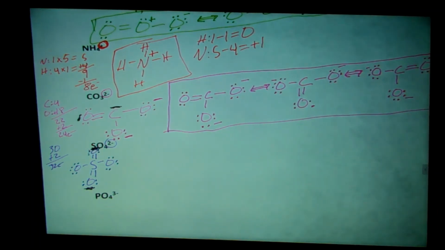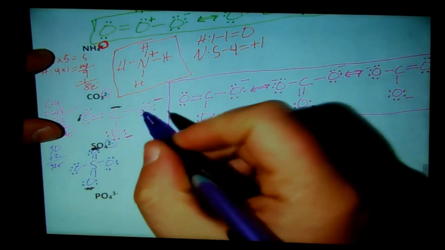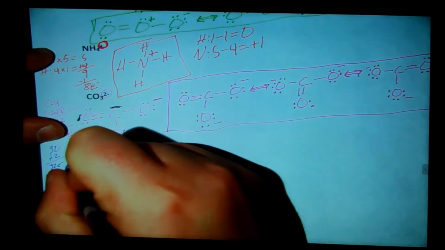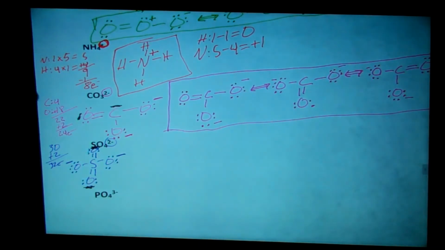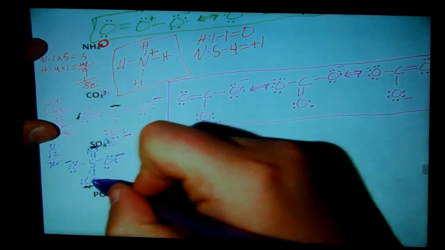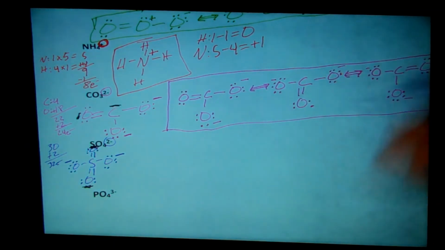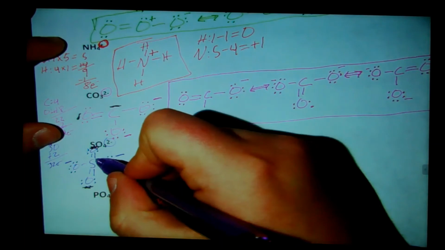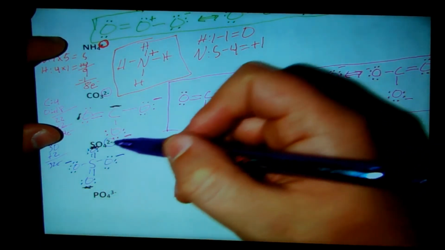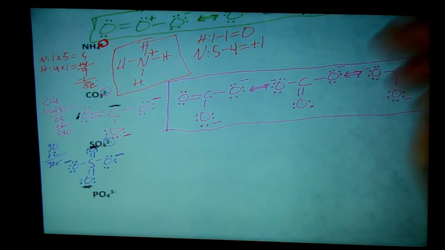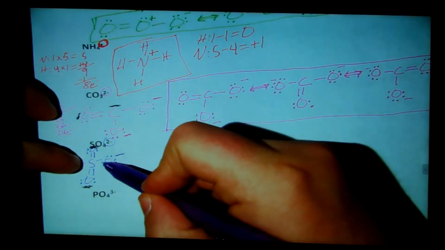Oxygen should have 6. These 2 oxygens are showing 7, so there's a negative, there's a negative. These oxygens are showing 6, so we're good. Sulfur should show 6. 1, 2, 3, 4, 5, 6. So it's good. Only thing is I've got to show resonance. These 2 double bonds could have shifted over here.